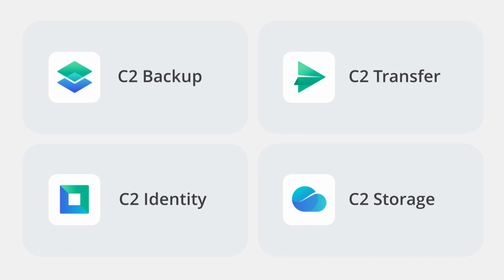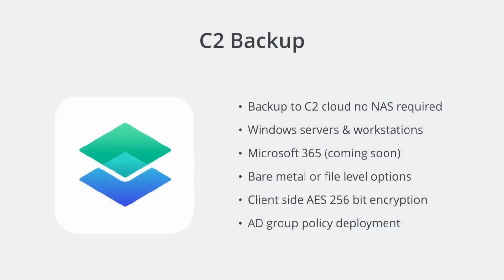And then of course, we have our C2 Storage, which is our basic cloud service with the data center here in the Seattle area and also one in Germany. We offer different pricing options and no ingress or egress fees. C2 Backup provides multiple restore options, including bare metal or at the file level. You have flexible scheduling, customizable retention, efficient protection, easy deployment, and active monitoring.